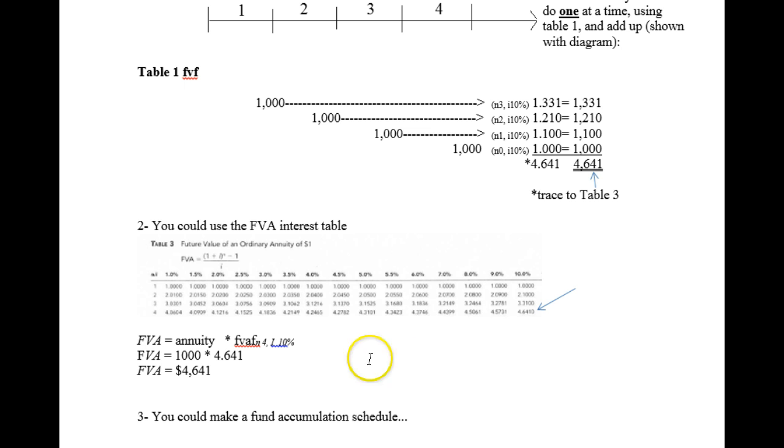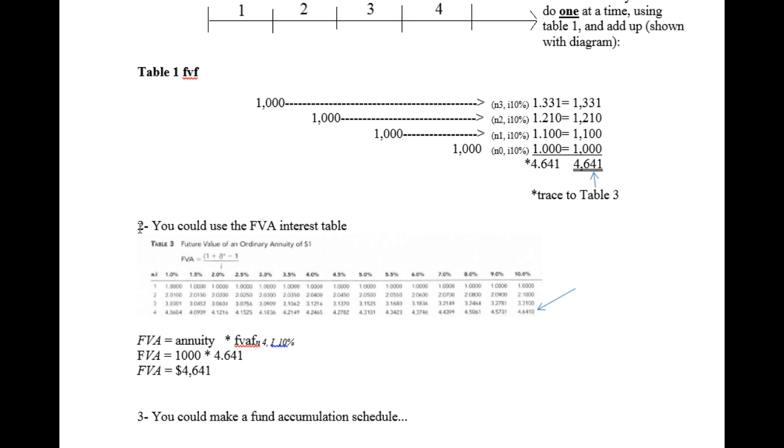The formula for using the interest table is to take the annuity amount and times it by a future value of an annuity interest factor. In our case, n equals 4 and i equals 10%. Take the 1,000 times the 4.641 interest factor from table 3, and you could say the future value of the amount, $1,000 made as a payment at the end of each year for 4 years, would be 4,641.